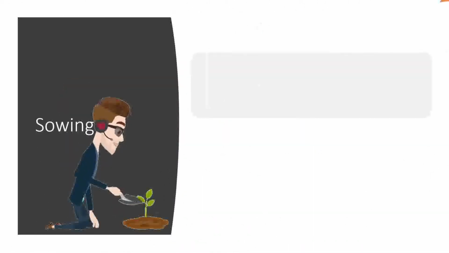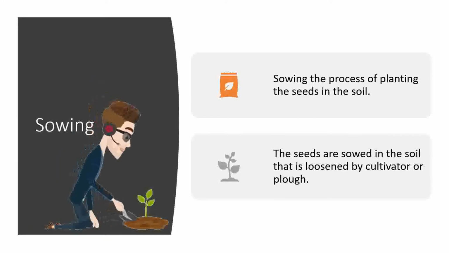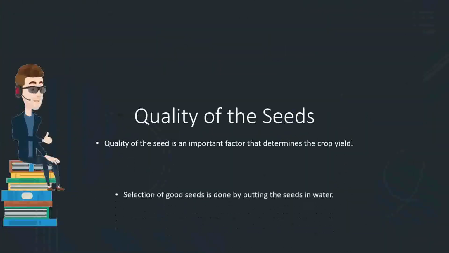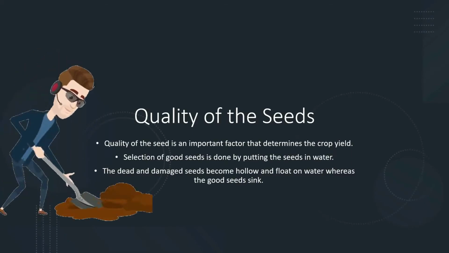Sowing. Sowing is the process of planting the seeds in the soil. The seeds are sowed in the soil that is loosened by cultivator or plow. Quality of the seeds. Quality of the seed is an important factor that determines the crop yield. Selection of good seeds is done by putting the seeds in water. The dead and damaged seeds become hollow and float on water, whereas the good seeds sink.